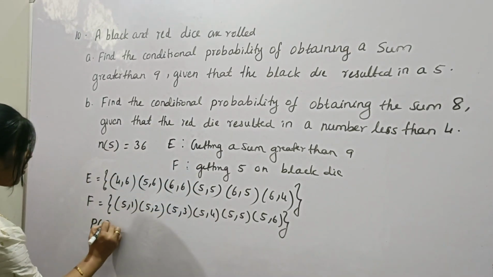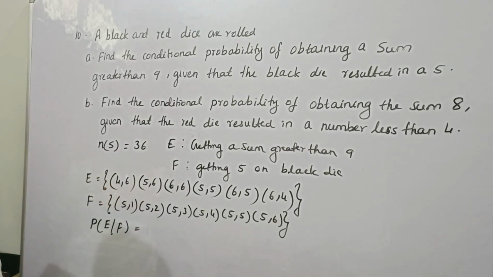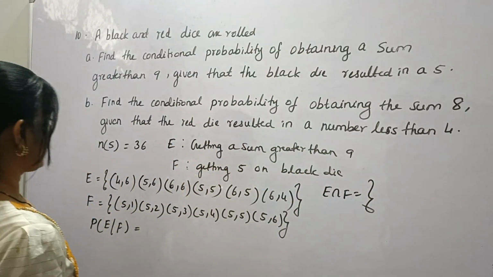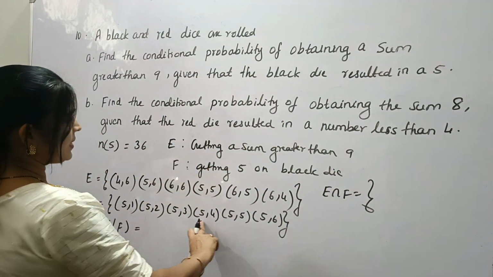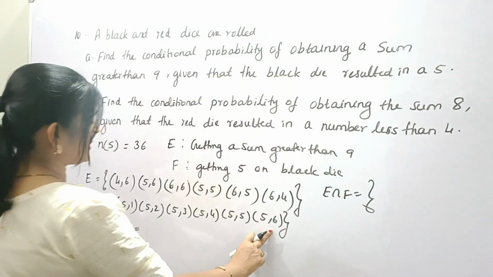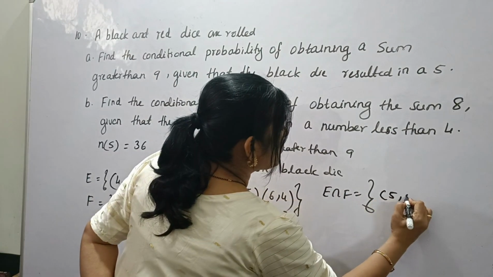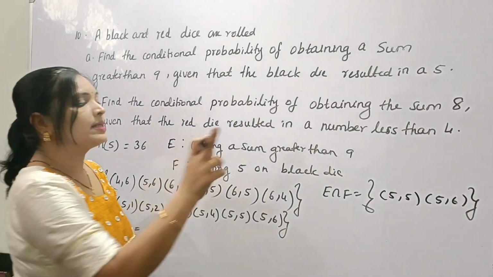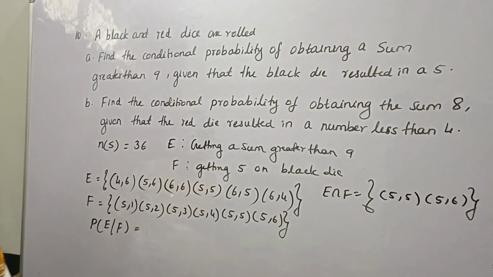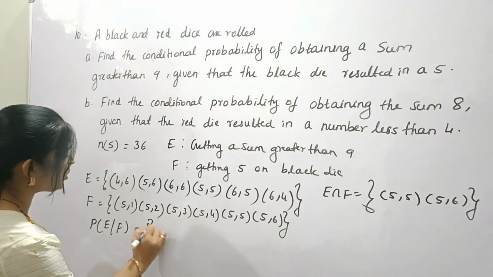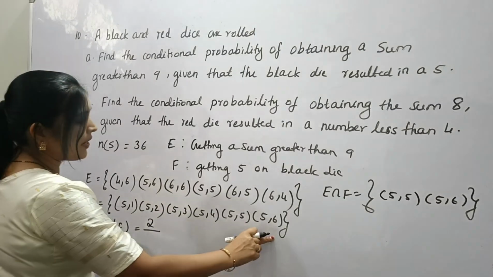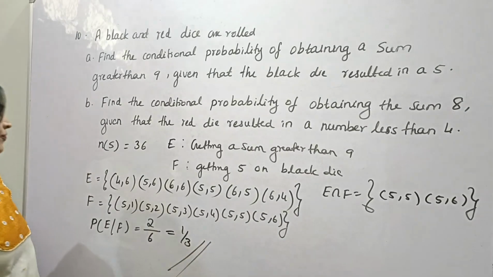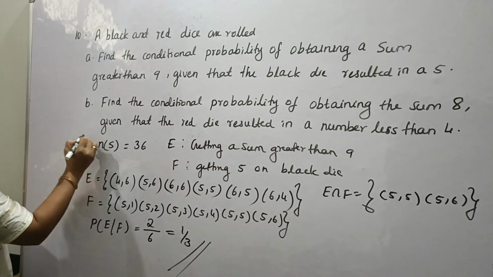Then after that let's find the intersection of E and F. We need to find probability of E given F, right? What is E intersection F? E intersection F is 5, 5 and 5, 6. That is, there are two elements in E intersection F. Therefore, probability of E given F is 2 divided by number of elements in F, 1, 2, 3, 6, right? That is 1 by 3. So, probability of E given F is 1 by 3.